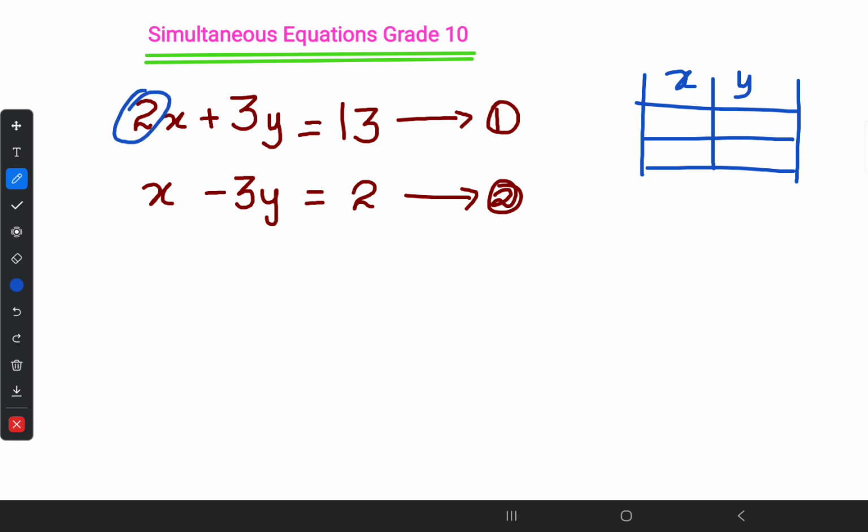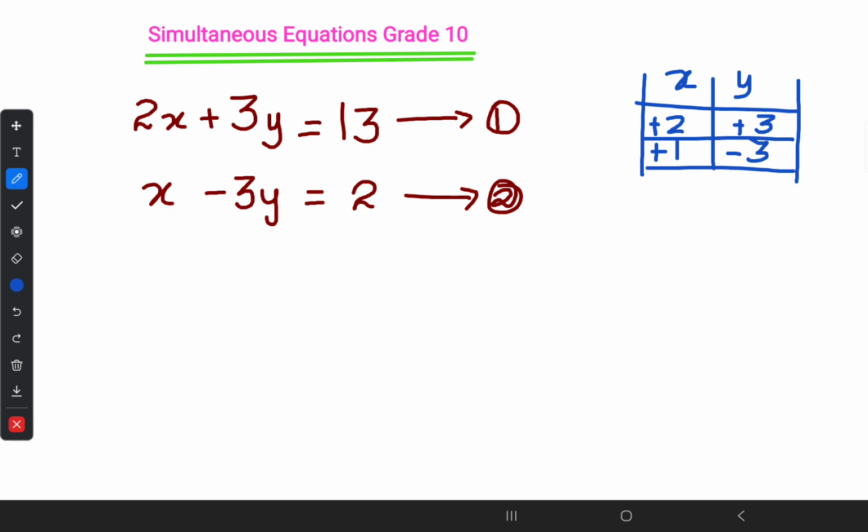First, the coefficient of X, with direction you need to indicate, positive 2. The coefficient of X in the first equation is 2. The coefficient of Y in the first equation is plus 3. Now let's come to the second equation. The coefficient of x would be positive 1. Not only 1, it should be positive 1. And the coefficient of y in the second equation is negative 3.